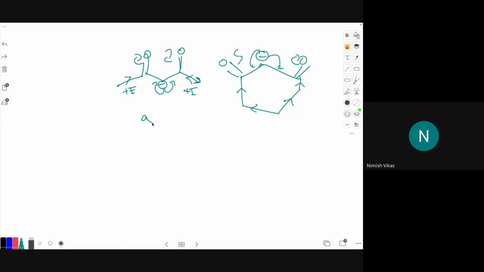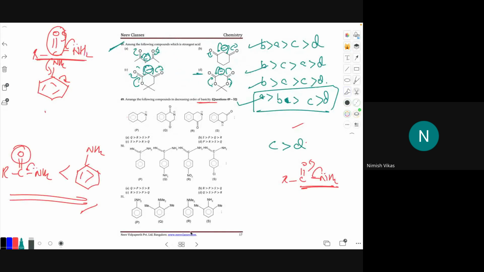So A is greater. Here 100% is happening, here also 100%. So we check for I, which is very much destabilizing this. So A should be greater than B. And here 50% is there, 100%, so it has less resonance. This 50%, 50% is very less. So the correct order will be A, B, C, D.